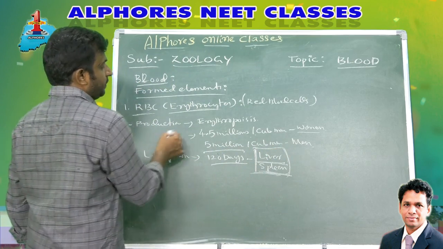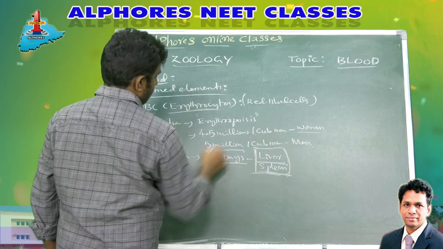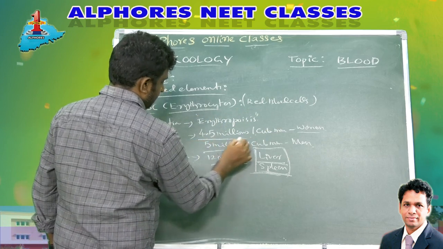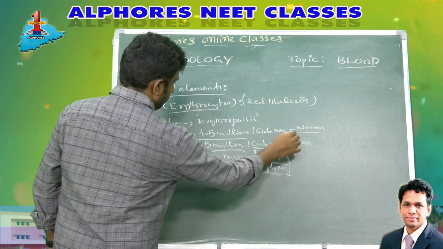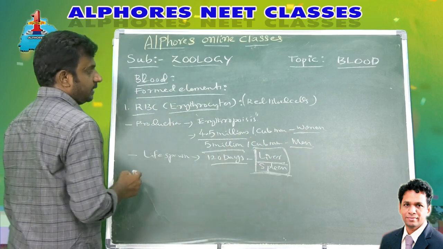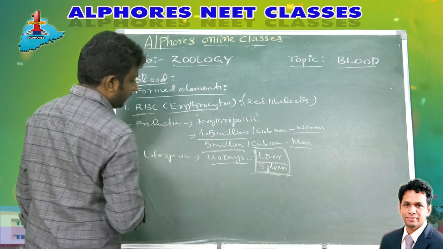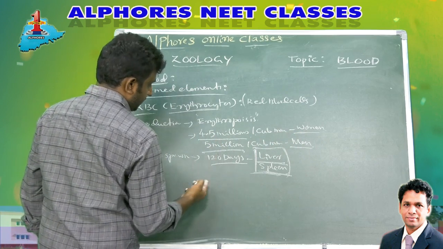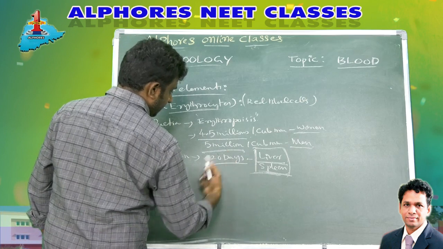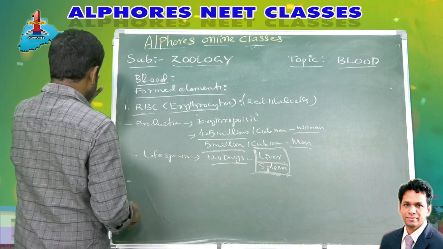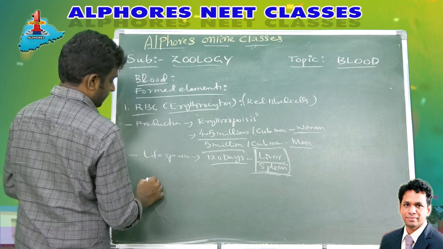Production of RBC is called erythropoiesis. The number of RBCs is 4.5 million and 5 million in women and men, so slightly fewer RBCs are present in women compared with men. Lifespan is 120 days, and after 120 days they are destroyed in the liver and spleen.